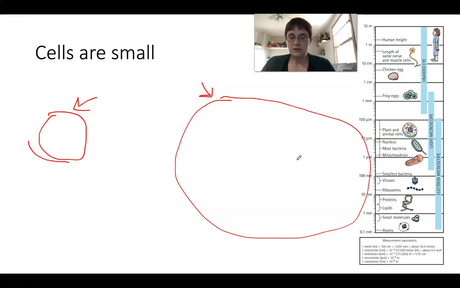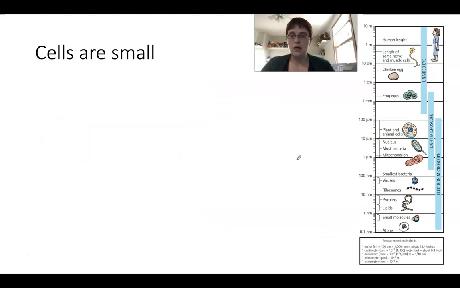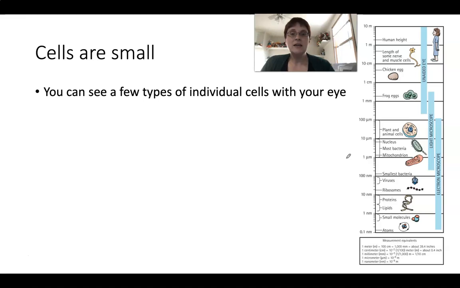Now, there are exceptions. So we can see a few types of individual cells with our naked eye, and you can see those up here. The most common ones are eggs. So an unfertilized chicken egg is one of the biggest individual cells you can see. The absolute biggest cell that you could see with your naked eye today would be an ostrich egg that isn't fertilized. They don't get any bigger than that.